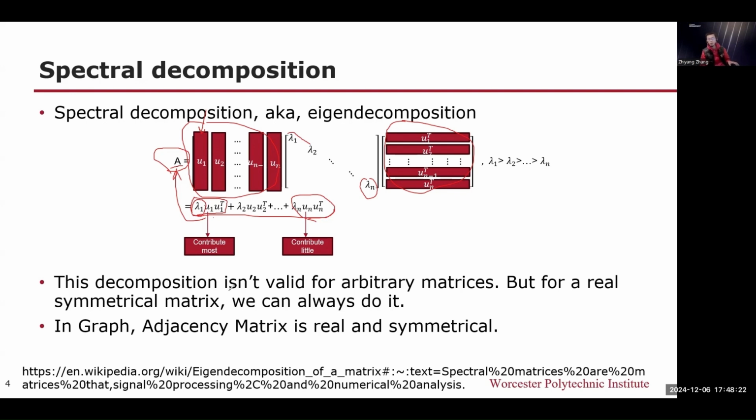it. In graph, the adjacency matrix is real and symmetrical. So our method used this decomposition to attack GCN. Next, my teammate will introduce the relationship between the spectral decomposition and our method.